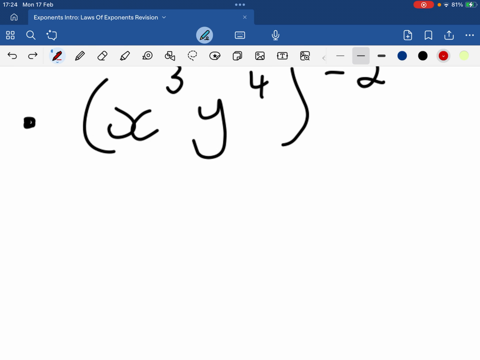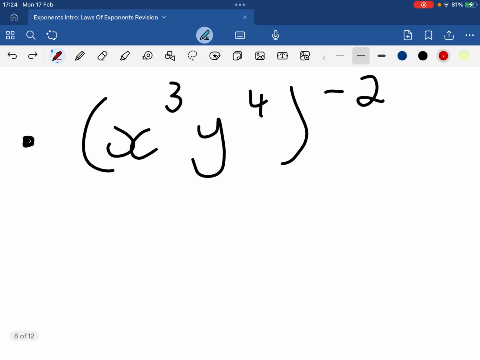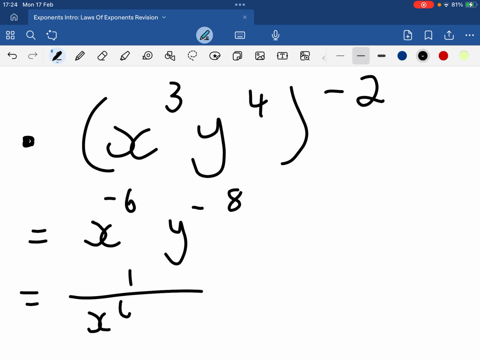Here's an example. If we have x to the 3, y to the 4, all raised to the negative 2, we know from laws of exponents that this is now x to the power of negative 6 and y to the power of negative 8. This is then 1 over x to the positive 6 and y to the positive 8.